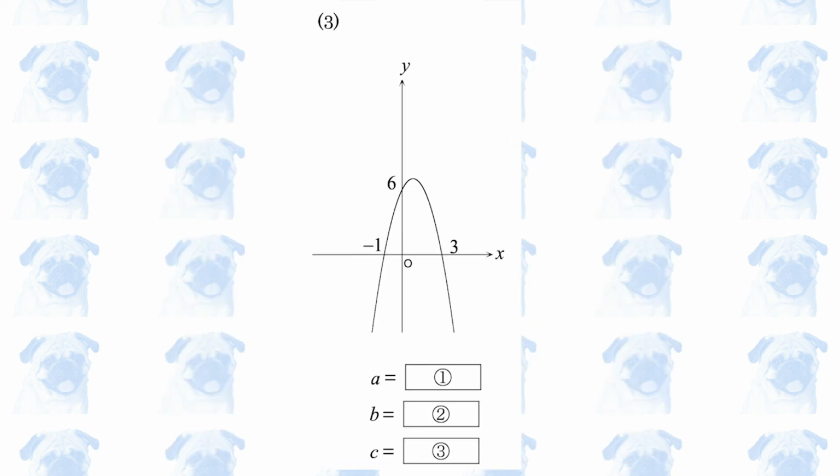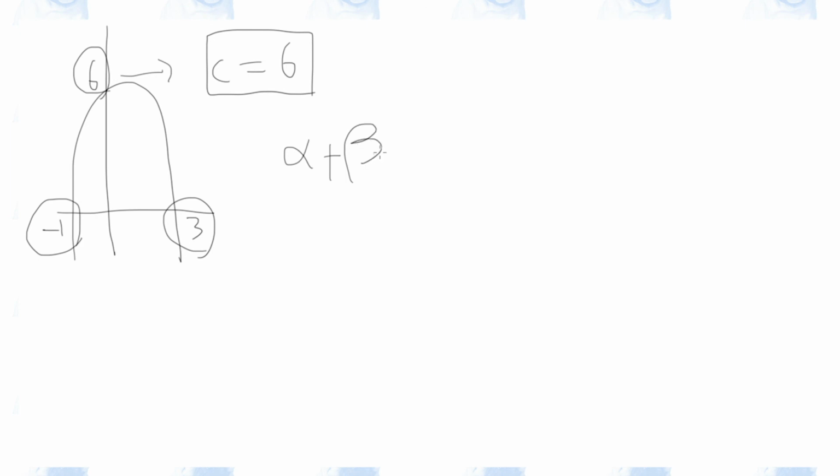And the last question, we have a quadratic function again, but this time it's facing downwards, and from the y-intercept we know that c is equal to 6. And based on these roots, we can use the following formulae. One root plus the other root is equal to minus b over a, and one root times the other root is c over a. We already know c is equal to 6.